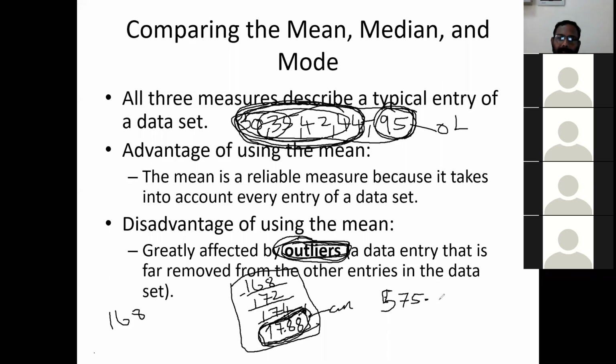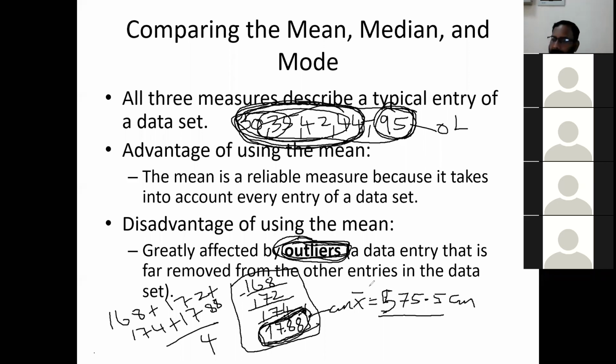575.5. I will come to that. What I ask is 168, 172 plus 174 plus 1788. This is also in centimeter. Add all these values and divide by 4. How many observations are there? 4. So this is correct. How do you call this value? X bar. We call this value X bar.